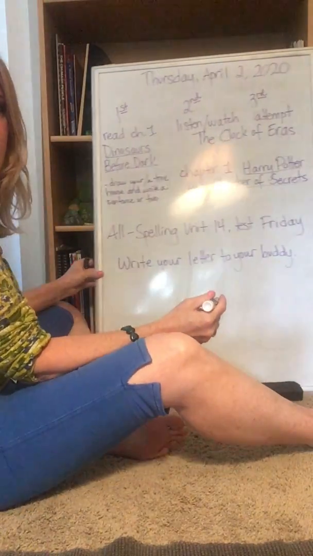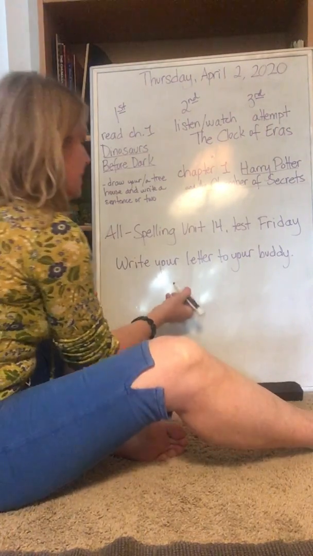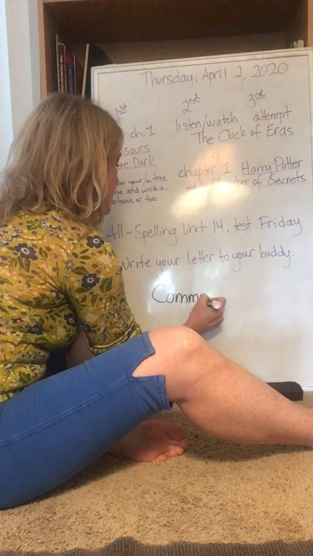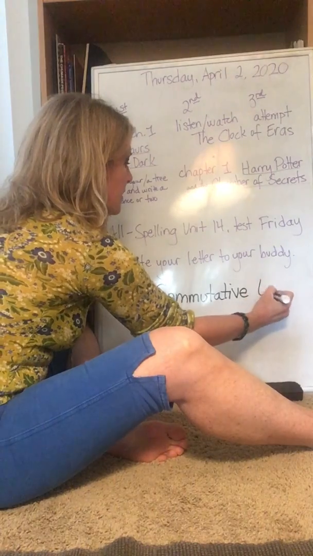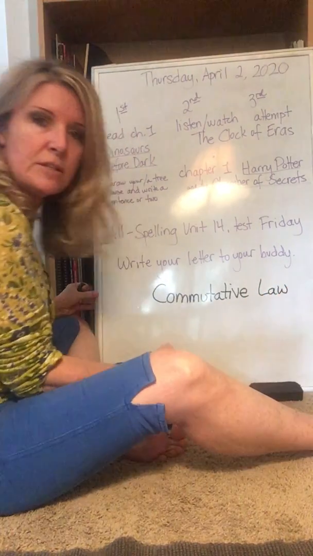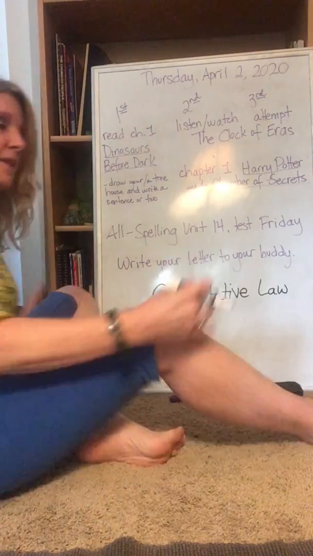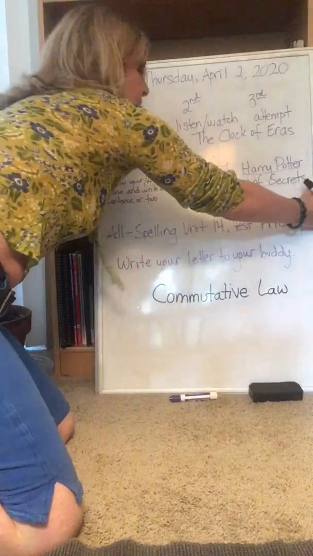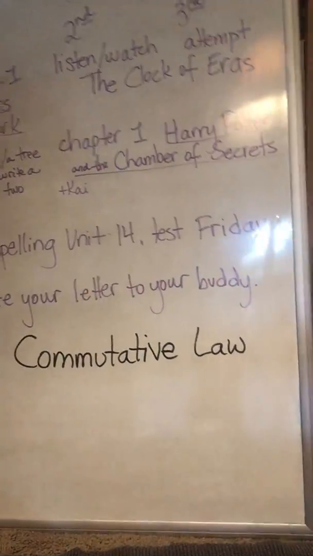Can you see this okay? This is what we did over the computer this morning. And now we're going to talk about the commutative law. Can you see that okay? So the commutative law is the law that says, I'm not sure if you can see that okay. Can you see that better? There you go. Commutative law.